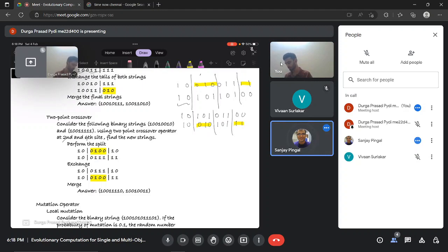What you do in mutation for a binary coded gene is, if you have 1, you convert it to 0. If you have 0, you convert it to 1. So mutation is giving a distribution.